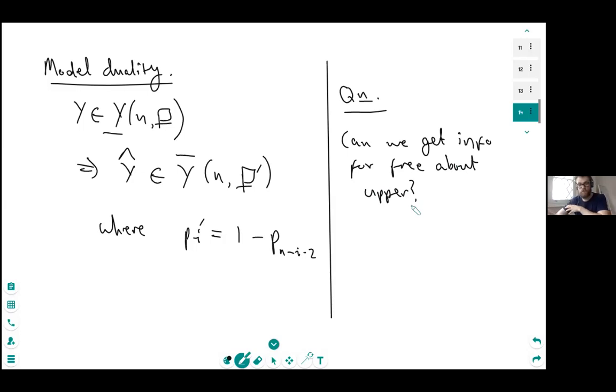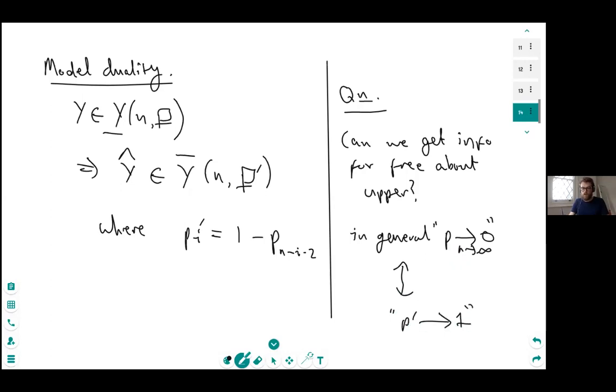And fortunately for being able to write a paper, but unfortunately for having easy information, in general you don't. So why not? In general, for all discrete probabilistic structures, you look at when the probability parameters tend to zero as n goes to infinity. If something happens in the lower model as the probability parameters go to zero, that corresponds to the complementary probability parameters going to one, which is not particularly natural to think about.